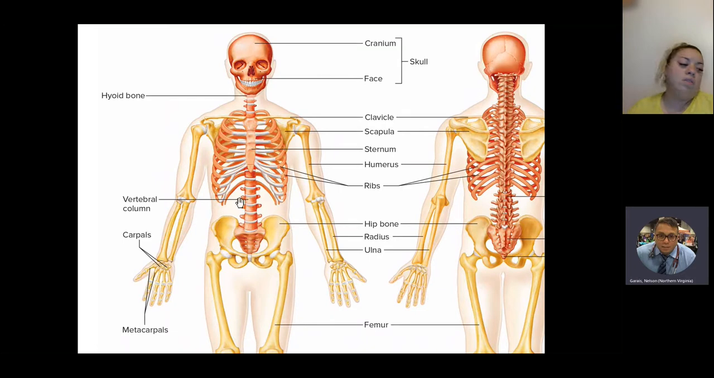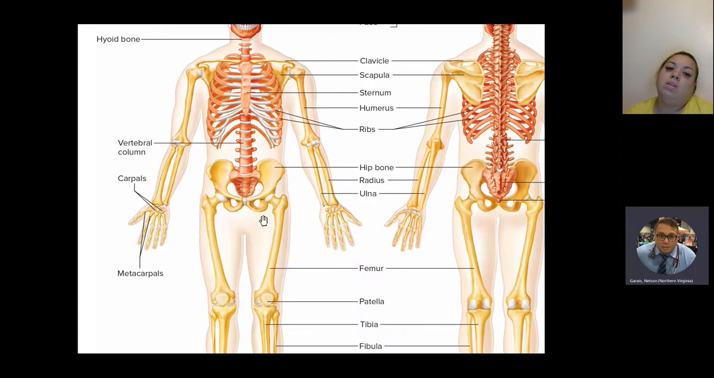Right? So that's axial, of course, right? So you have your sacrum, you have your vertebral column, your ribs, 12 of them, your sternum, of course, the happy face here, and that's all what? Axial. Everything else, which is colored normal bone color, is your appendicular skeletal system.